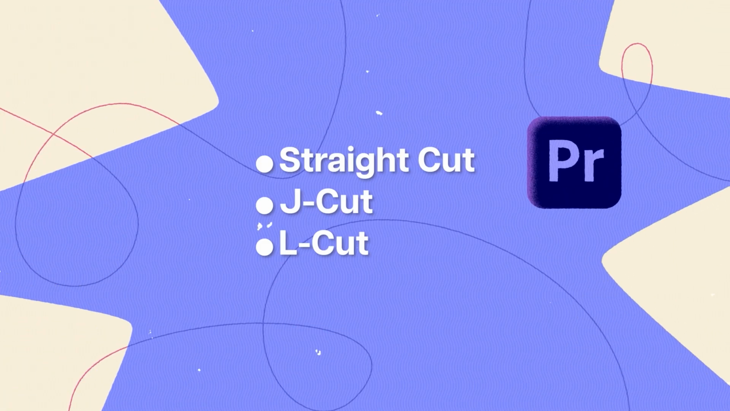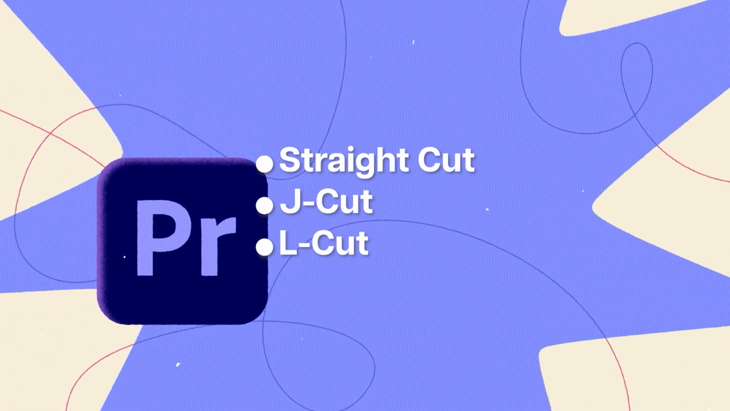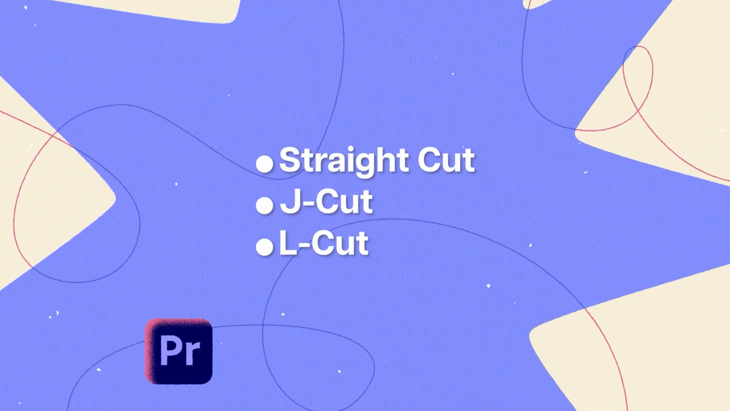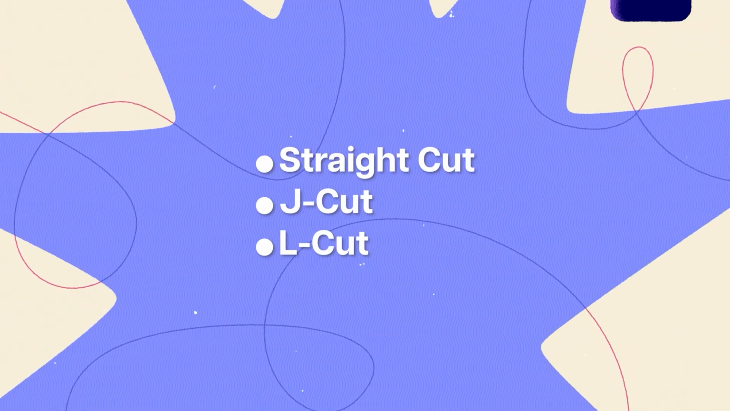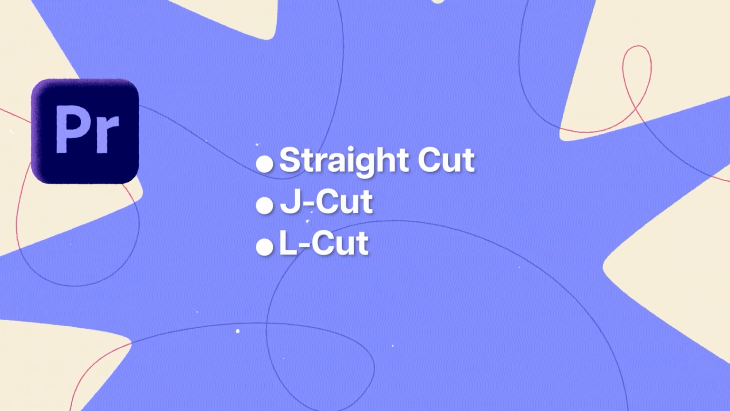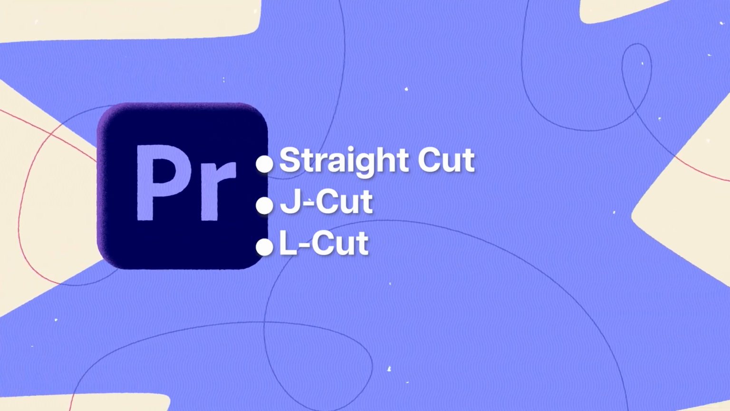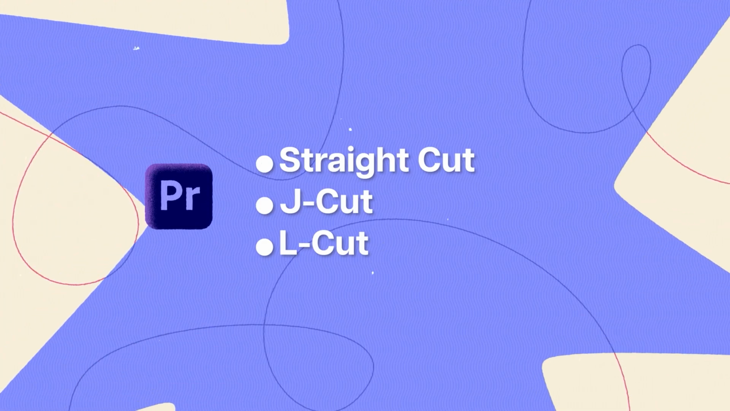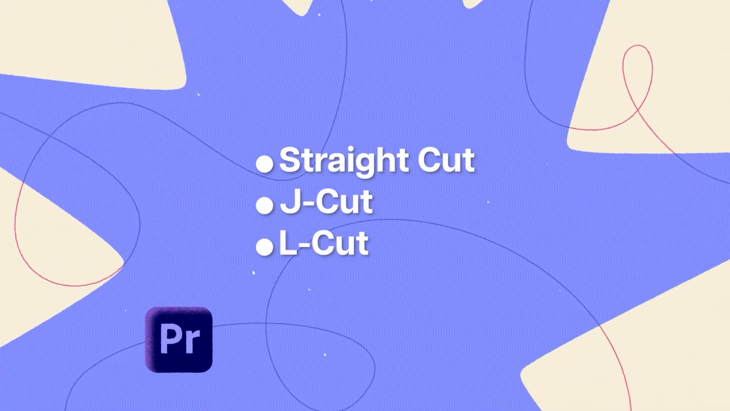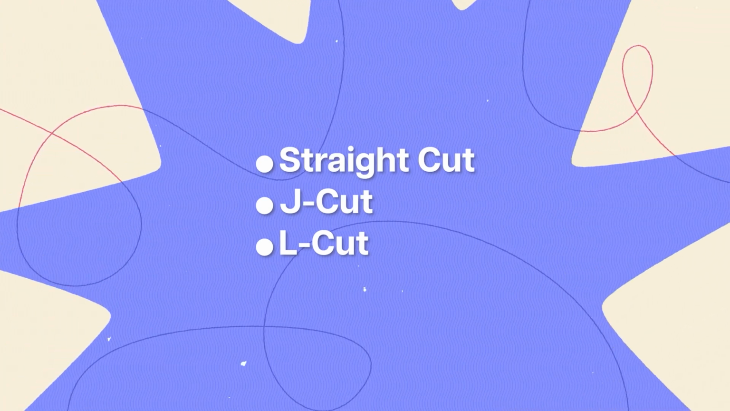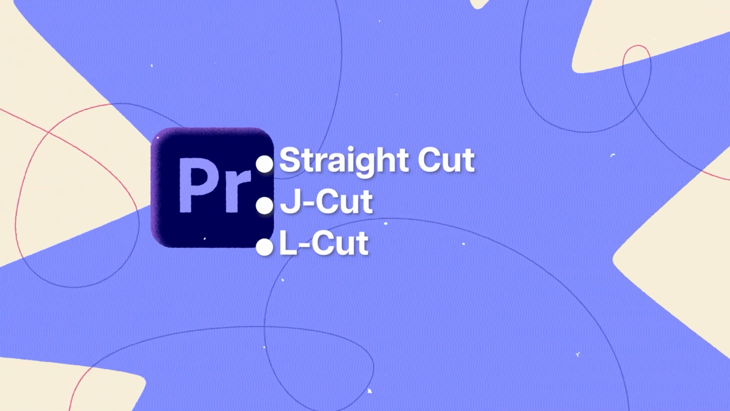So, to recap, a straight cut changes both audio and video at the same time. A J-cut lets the next scene's audio begin before its video, and an L-cut lets the first scene's audio continue into the next shot. These are small changes that make a big difference in how your edits feel. More emotional, natural, and cinematic.